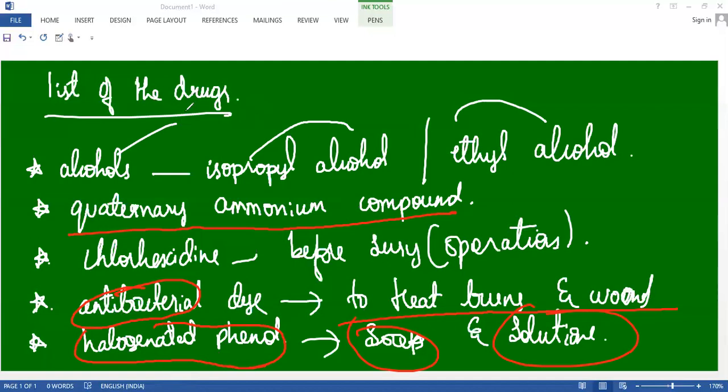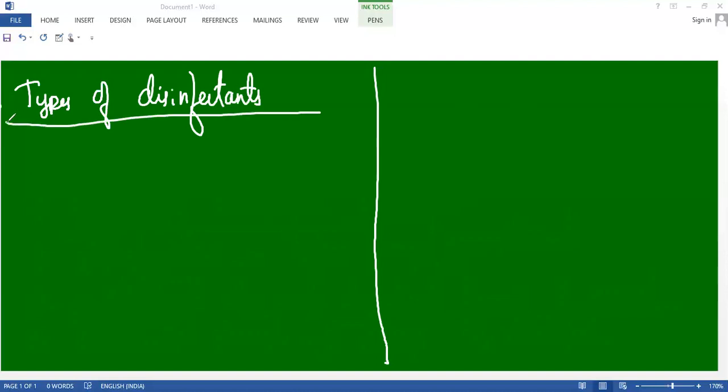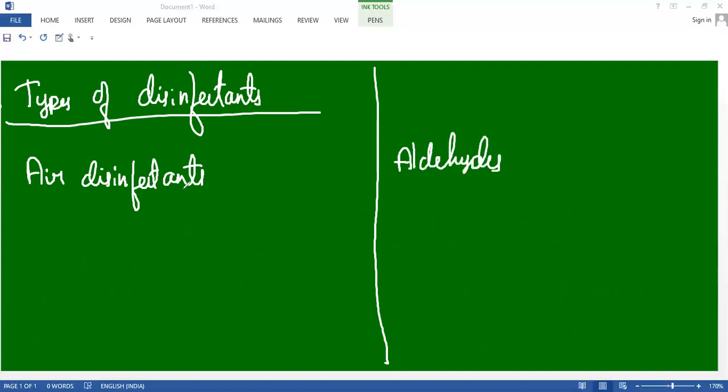Now let us know the types of disinfectants. These are the types of antiseptics. So let's know the types of disinfectants. Here we will be discussing two topics, that is air disinfectants as well as aldehydes. So these two topics we'll be discussing here.